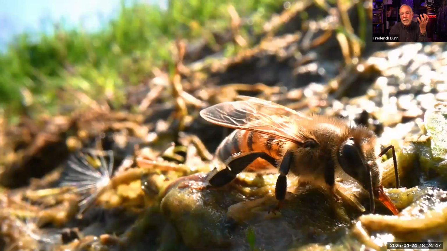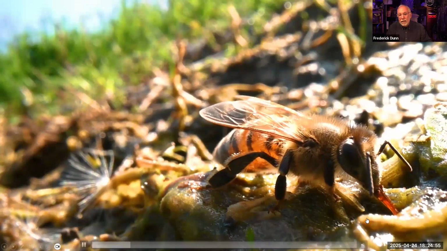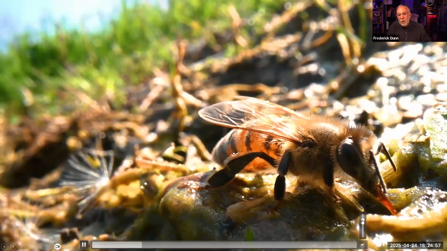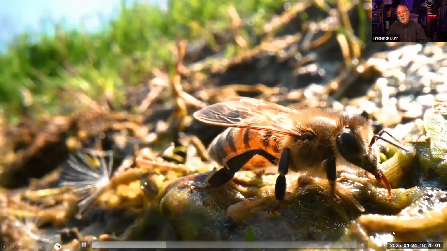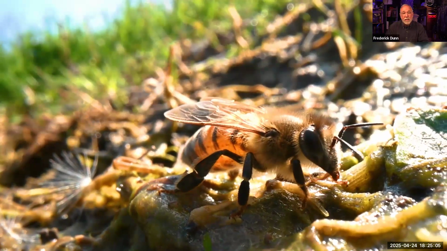So here's the other thing, a honeybee doing what? Collecting water. So the fun thing about this is the thinner the fluid that they're collecting, the less their tongue moves. So we know that the bees dance for water more than any other resource in the hive.